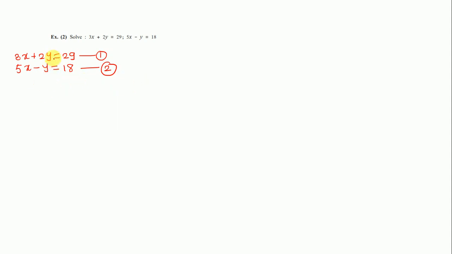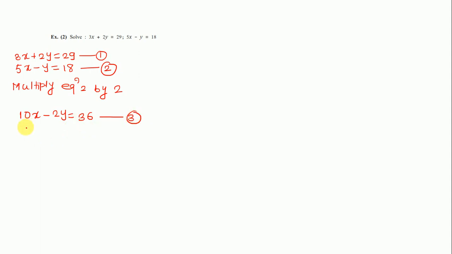Okay, so now we have to eliminate y in these two equations. So what can we do? Multiply equation number 2 by 2. So if you multiply equation number 2, you will get 5x into 2, that is 10x, minus 2 into y, is equal to 18 into 2, 36. This is equation number 3, which we got after multiplying equation number 2 by 2.